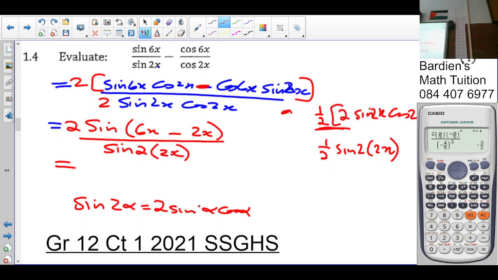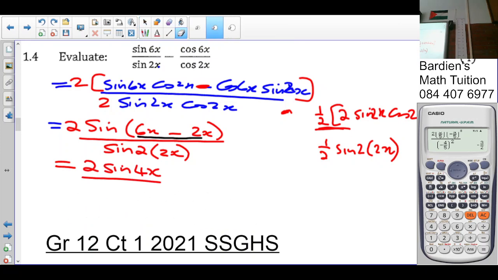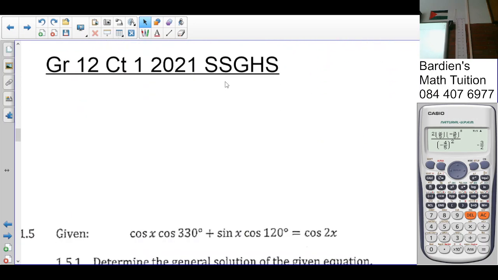So what is 6x minus 2x? 4x. So it's going to be sine 4x over, looking here in this denominator, that's going to be also sine 4x. So what's going to happen? Cancel, leave you with 2. Okay, so the answer is 2. Alright. Any questions here?